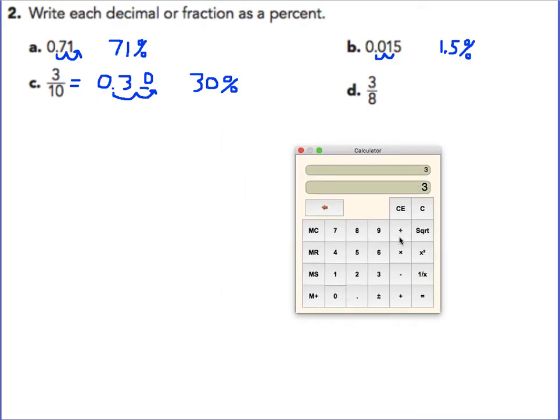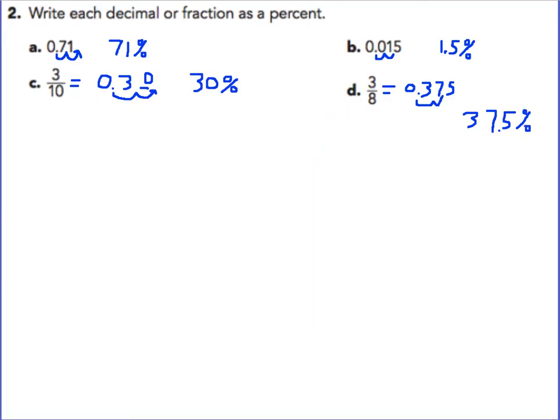Same with 3/8. 3 divided by 8, 0.375. We'll also check out how to do this as a fraction, because that is an important skill to know too. Move the decimal 2 spaces to the right, 37.5%. All right, so let's practice doing that as fractions now too, because we should get the same results.